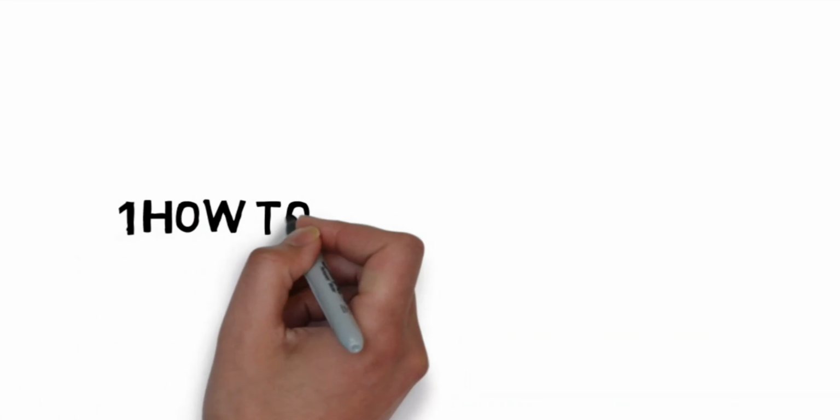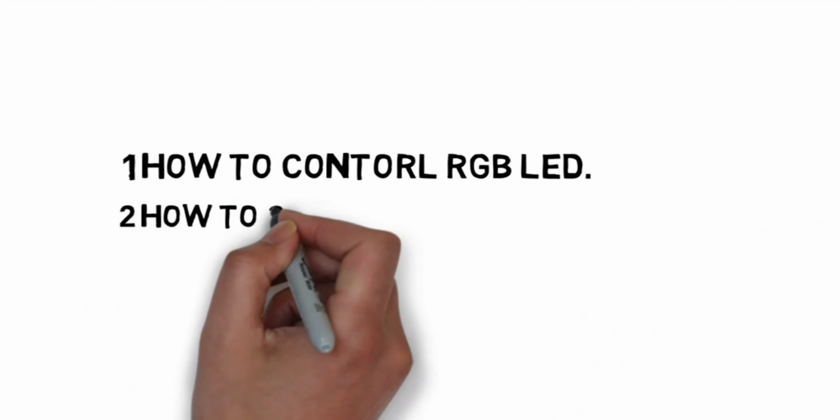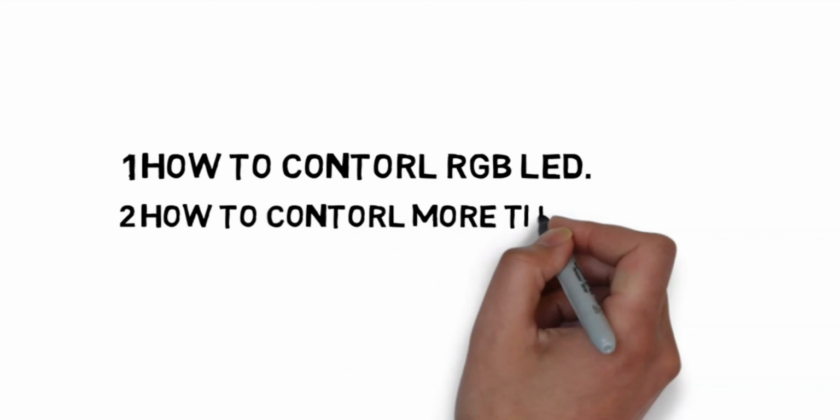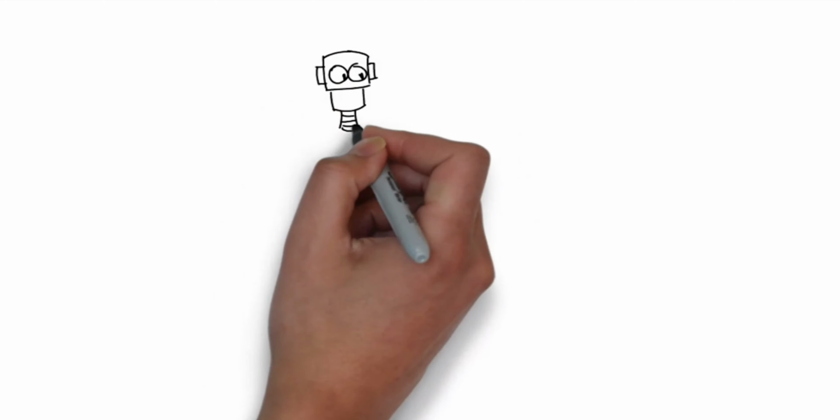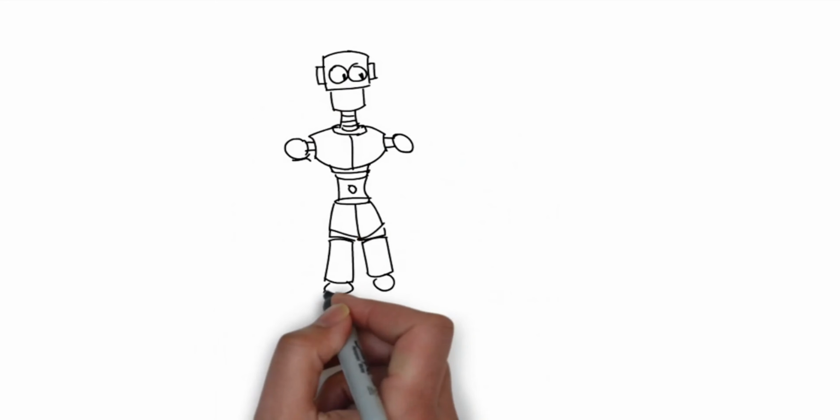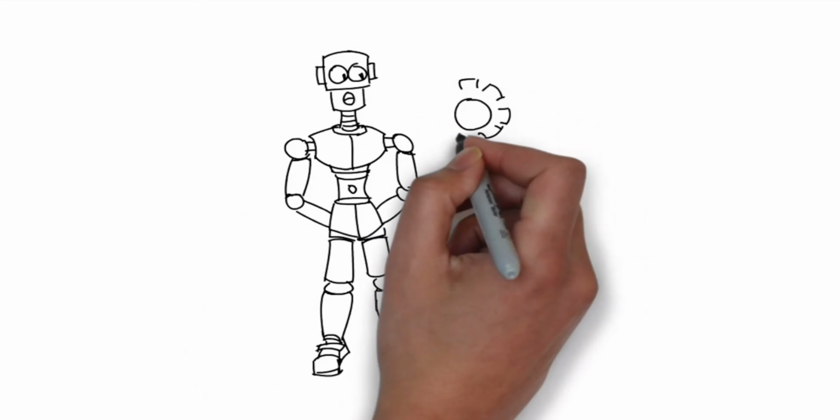So today we'll discuss how we can control an RGB LED, and also control more than one LED, and blink more than one LED, with two types of program, one with a for loop and one normal, and at last we use the fading technique. Okay, so let's start. At first we just use an RGB LED.